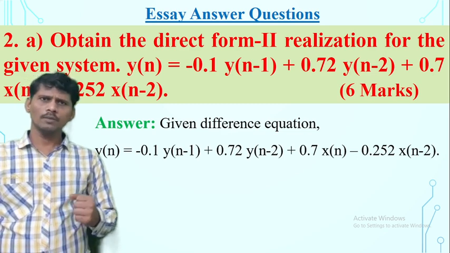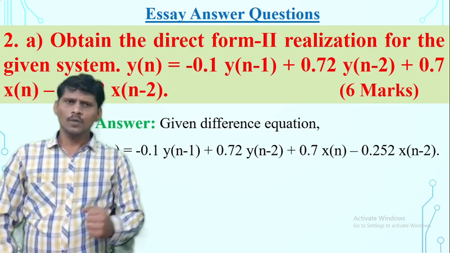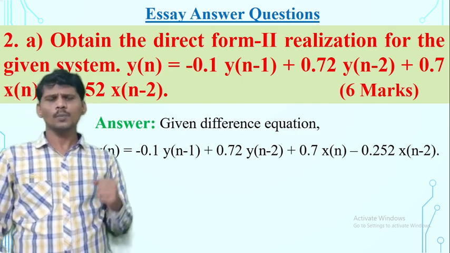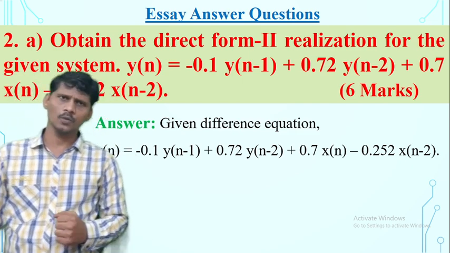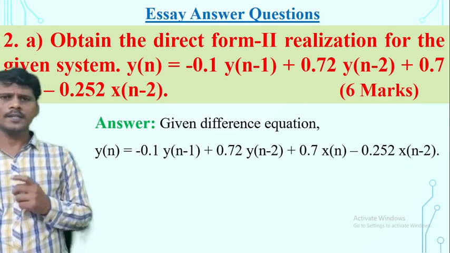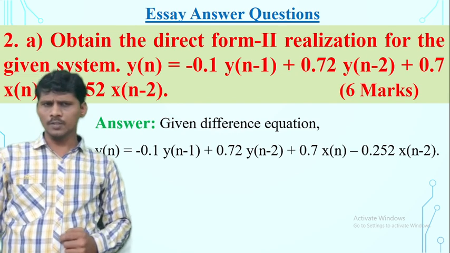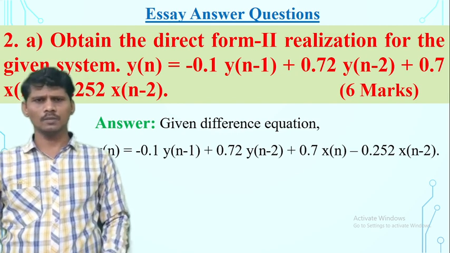So we know that the given difference equation is y of n minus 0.1 y of n minus 1 plus 0.72 y of n minus 2 plus 0.7 x of n minus 0.252 x of n minus 2. So that is the given difference equation.